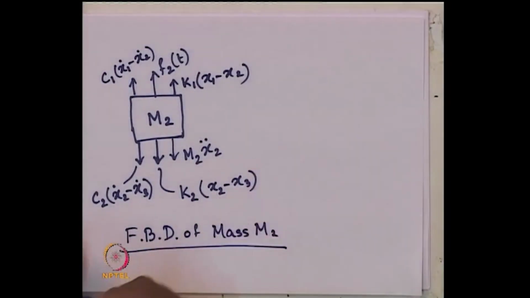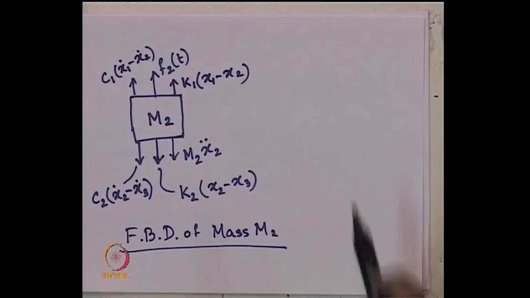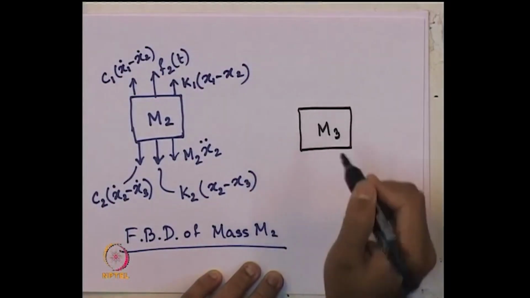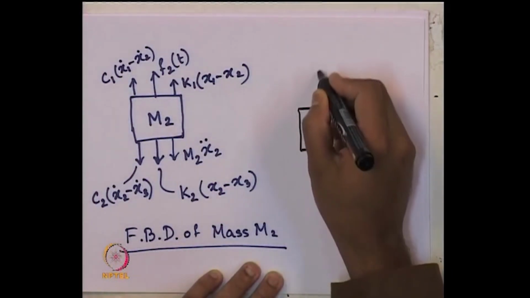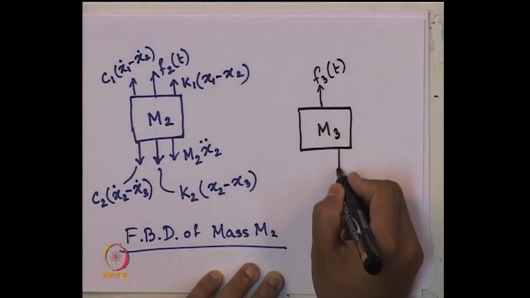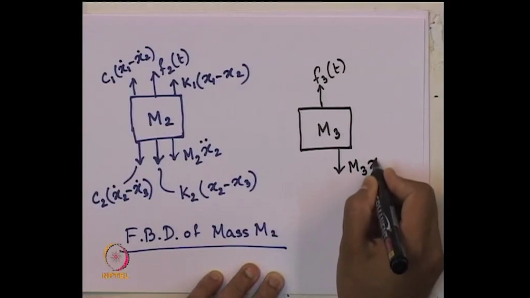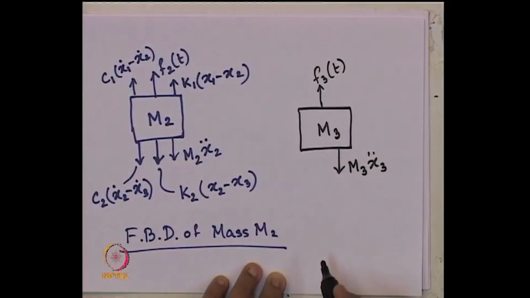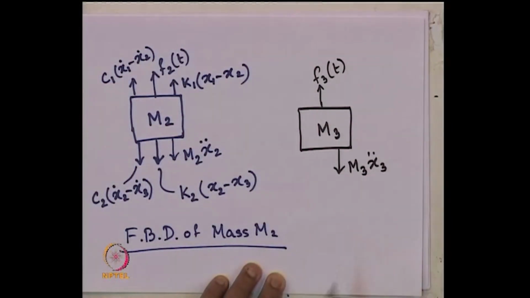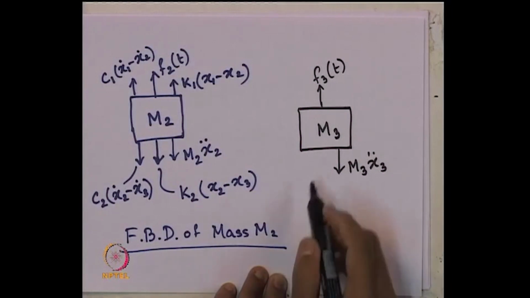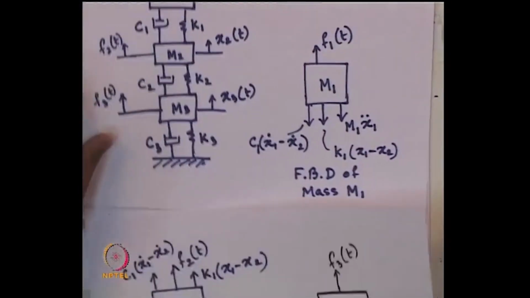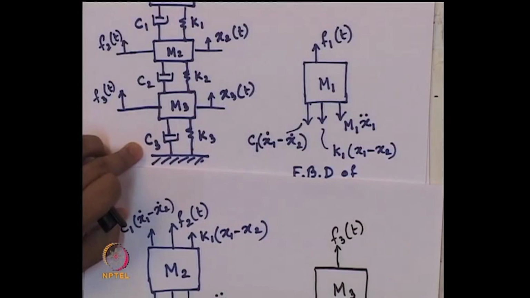Now, the third mass, that is mass m3, if we want to draw the free body diagram, what are the forces acting on it? The externally applied dynamic load is F3(t). On this side, we will have m3 x3 double dot as the inertia force, because again we have taken at one instant the direction of movement like this. So, inertia force in this direction, and spring force and damper force because of this K3 and C3.